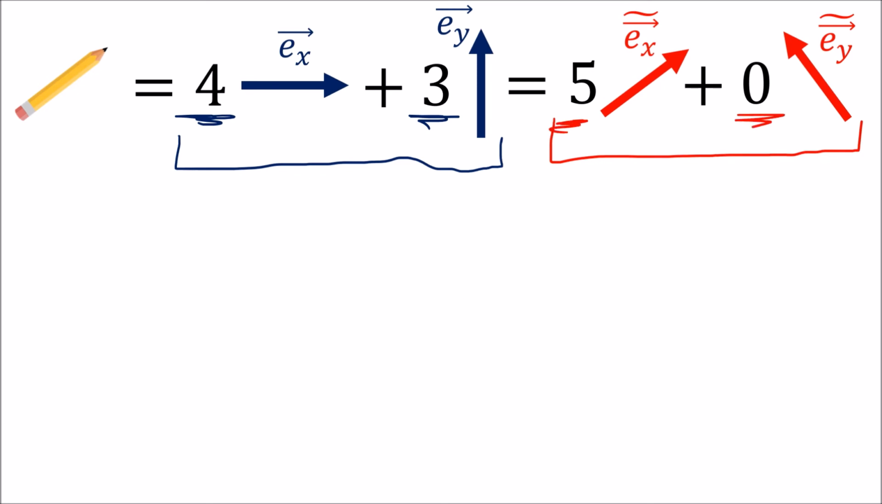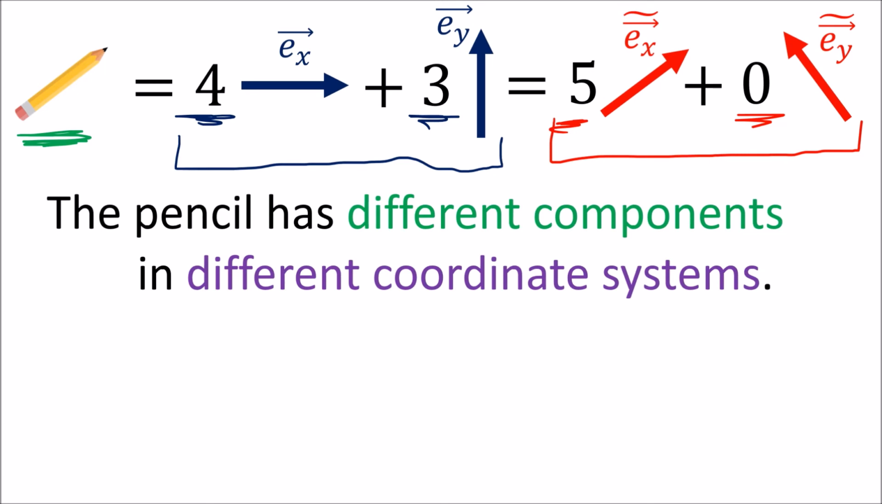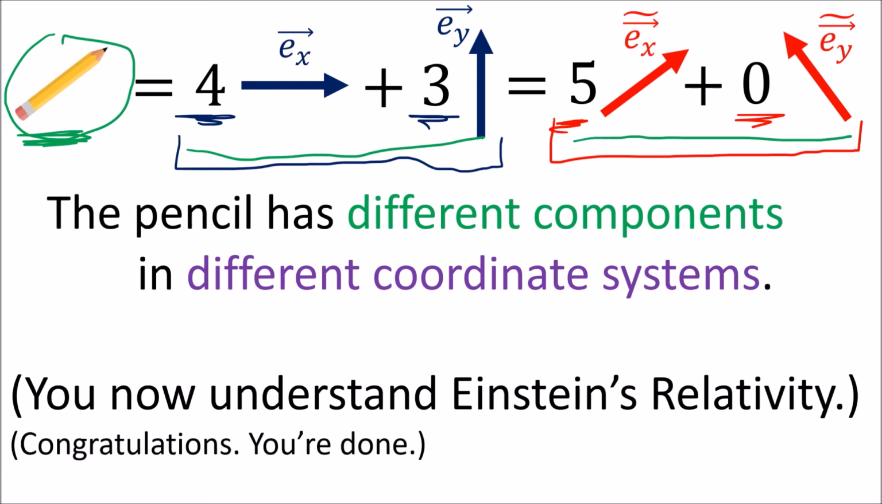Now, the pencil is a physical object, and it's not changing. However, the pencil can have different components if we use different coordinate systems. And if you can understand this simple idea that the same object can have different descriptions in different coordinate systems, I think it's safe to say that you already understand Einstein's theory of relativity. All we need to do now is just spend a few more videos filling in the details.